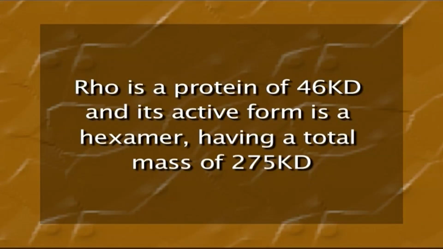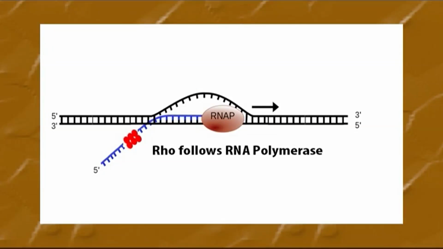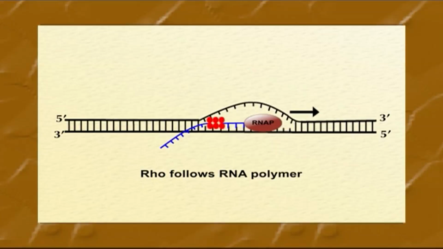Now, what is Rho? Rho is a protein of 46 kD and its active form is a hexamer having a total mass of 275 kD. Rho attaches to the RNA chain and moves along the growing RNA chain and chases RNA polymerase. Once Rho catches the RNA polymerase, it results in chain termination.